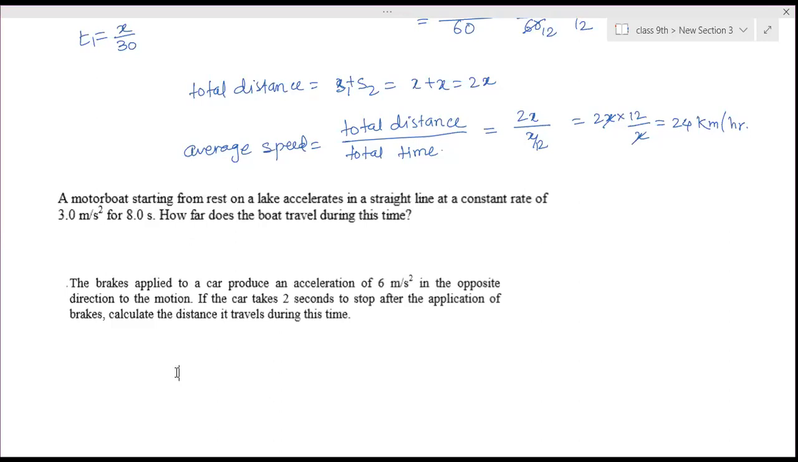U is equal to 12 meter per second. Now, second equation of motion, S is equal to ut plus half at square. So 12 into 2 plus half into minus 6 into 4, which is 24 minus 12, 12 meter. Exactly.